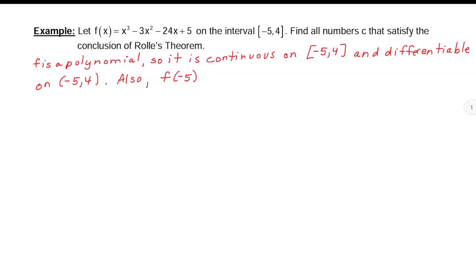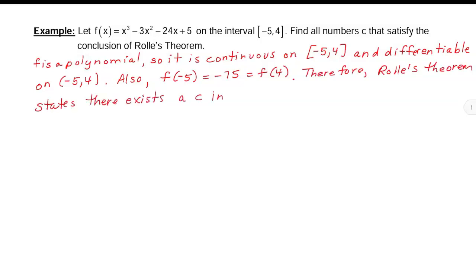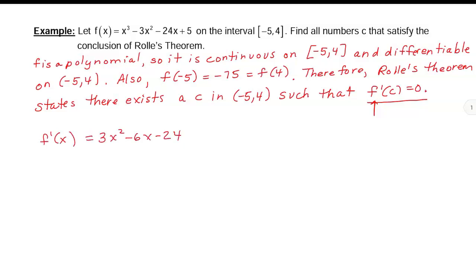Now let's check f of 4. F of 4 is also -75. So we have satisfied all the hypotheses of Rolle's theorem. So we are allowed to apply Rolle's theorem. Since Rolle's theorem tells us there exists a c in the open interval such that f prime of c equals 0, we want to find f prime. So let's find the derivative of f, and then we're going to set that equal to 0.